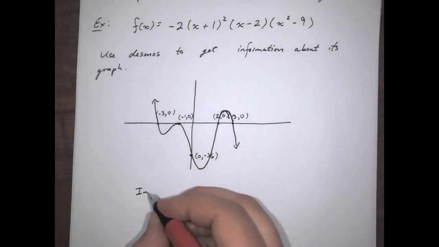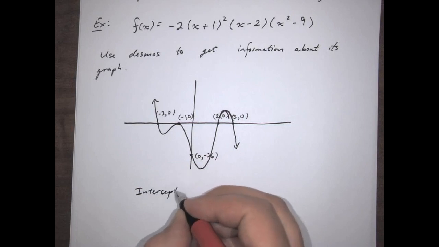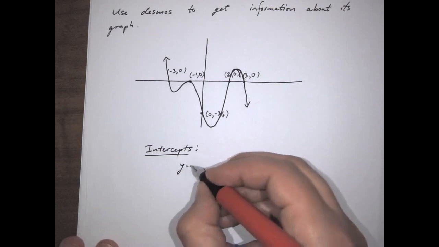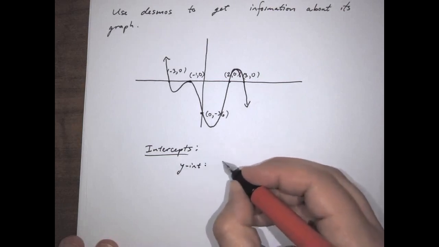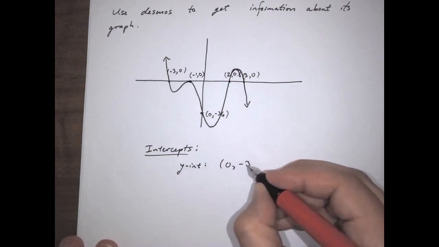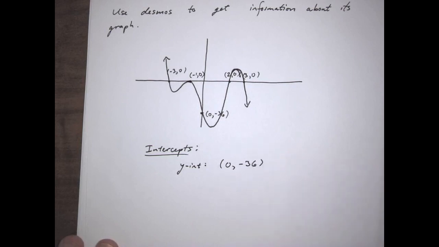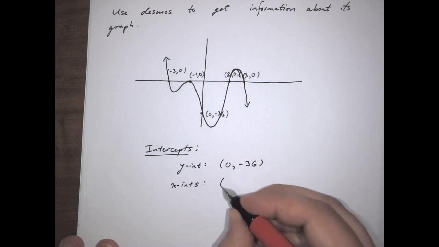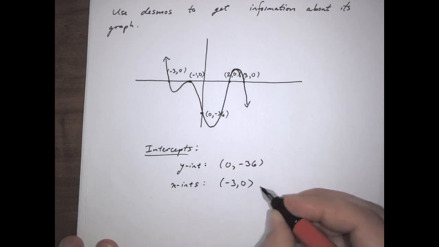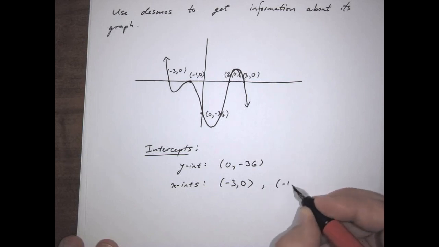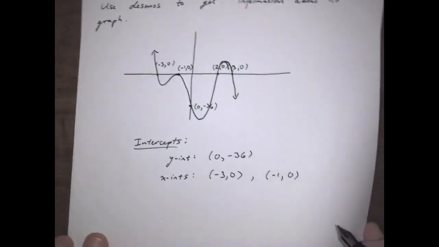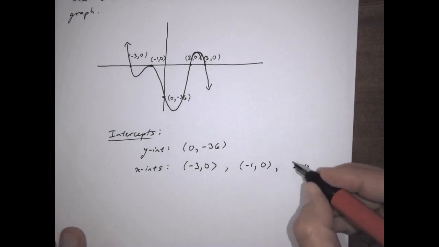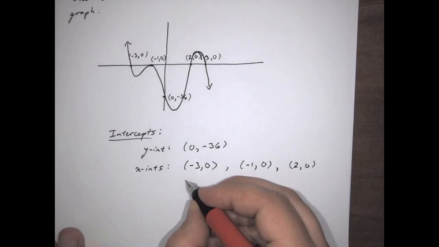So the intercepts, we can now state that there is a y-intercept at 0, -36, that's where it crosses the y-axis. And then there are x-intercepts at -3, 0, -1, 0, 2, 0, and 3, 0.